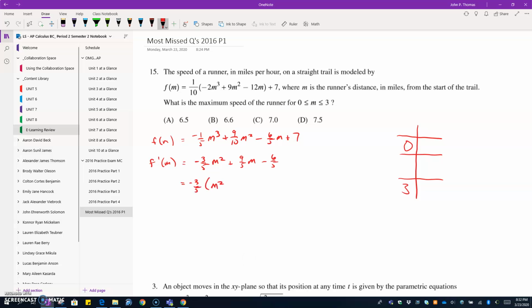That leaves me with m squared minus 3m plus 2. That factors very nicely for us. So we have negative 3/5 times (m minus 2) times (m minus 1), which means that the critical numbers, if I set that equal to 0, are going to be m equals 2 and m equals 1.